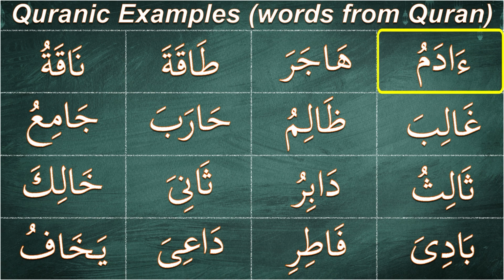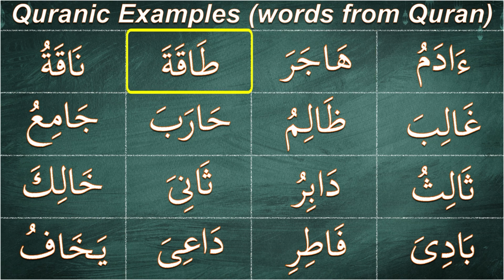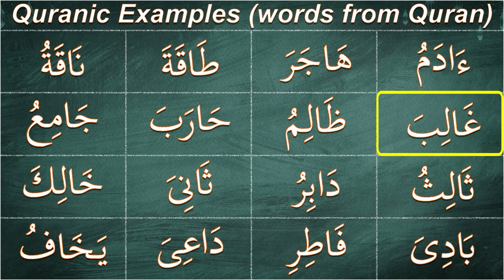The first word that we have here, you will see the alif after the hamza. So we say آدم. Next one. هاجر. Next one. طاقة. Next one. ناقة. The next one. غالبة.